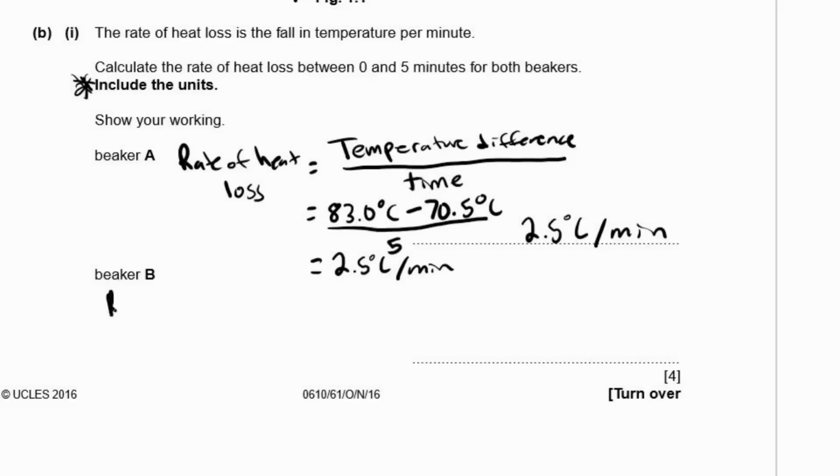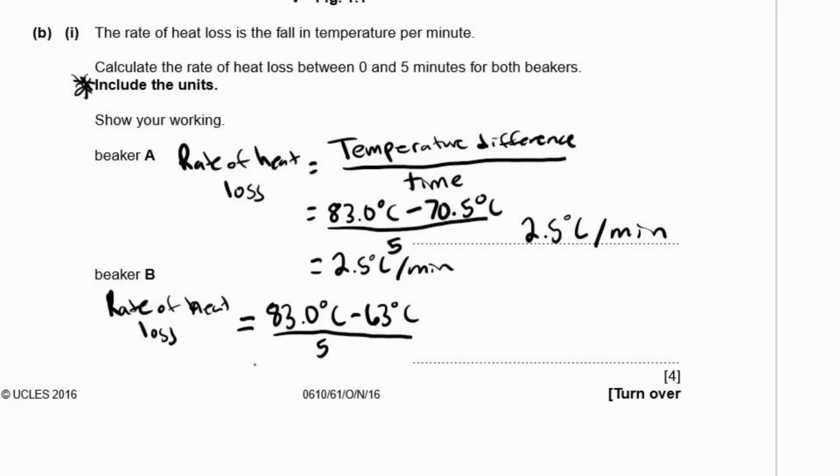So rate of heat loss equals, it is 83.0 degrees Celsius minus 63 degrees Celsius. So the rate of heat loss here, divided by 5, is 4 degrees Celsius per minute. So the answer is 4 degrees Celsius per minute. All right, that's it.